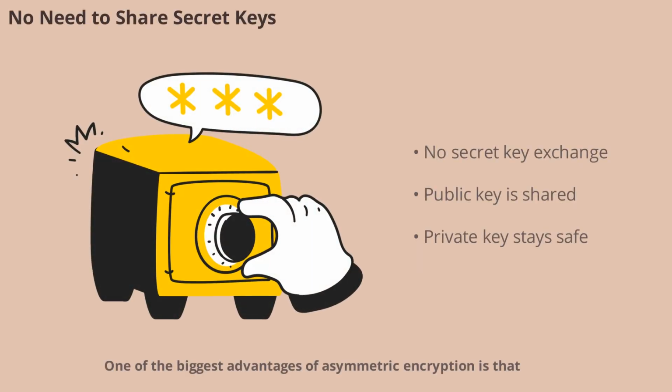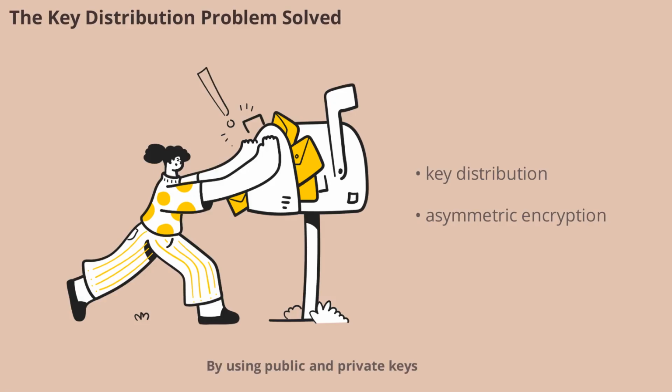One of the biggest advantages of asymmetric encryption is that Alice and Bob never need to exchange a secret key beforehand. Only the public key is shared, while the private key remains secure on Bob's device. This approach completely solves the key distribution problem that made symmetric encryption difficult to scale securely. By using public and private keys, asymmetric encryption elegantly solves the key distribution problem. There's no need to find a secure way to share a secret key with every new contact. Instead, you can publish your public key for anyone to use, while your private key remains under your control. This makes secure communication much more practical, especially on the internet.